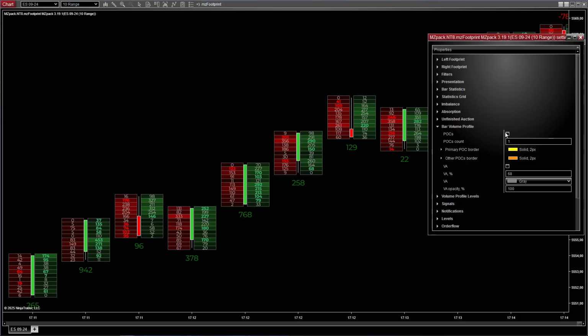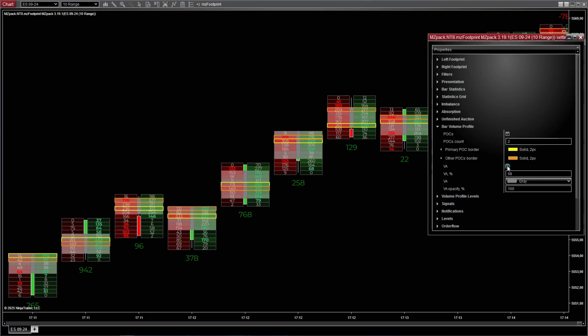Bar volume profile. Point of control, POC. The price level with the highest traded volume within the bar. Indicates where the most contracts changed hands, often acting as an important support or resistance level. Value area. The range of price levels that contain a significant portion of the total bar volume. Helps identify high activity zones where price consolidation or future support, resistance might form.